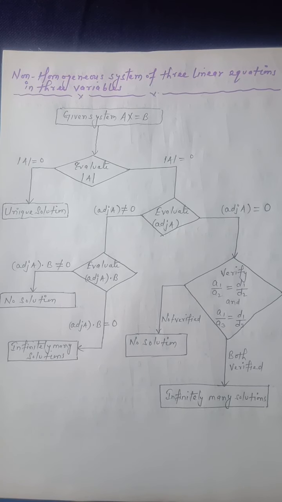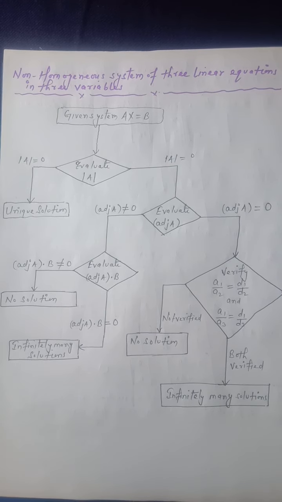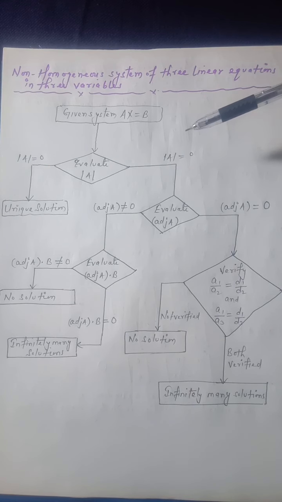Now this is another chart. This is bigger than the previous one, but don't worry, I have prepared this chart for 3 variables equation. Means here number of equations are 3 and number of variables are 3. But here the procedure is different. When number of equations are 2 and variables are 2, then the procedure is different. But in case of 3 equations, I have changed slightly, right? There's a slight change, and the topic is again for non-homogeneous system of 3 linear equations in 3 variables.